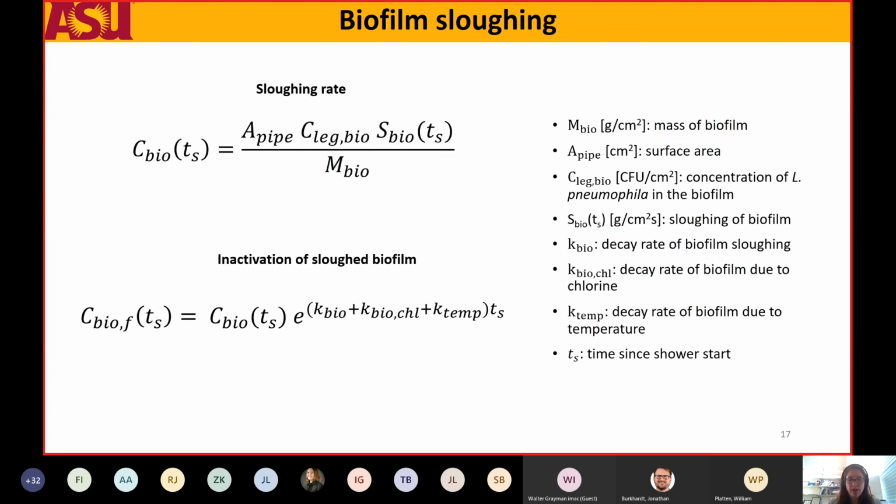For sloughing, we do account for sloughing rates, and I won't go through all of these different parameters, but we take into consideration the mass of the biofilm at different points of the system and use decay rates from a recent model that looked at the impact on sloughed biofilm versus planktonic Legionella.